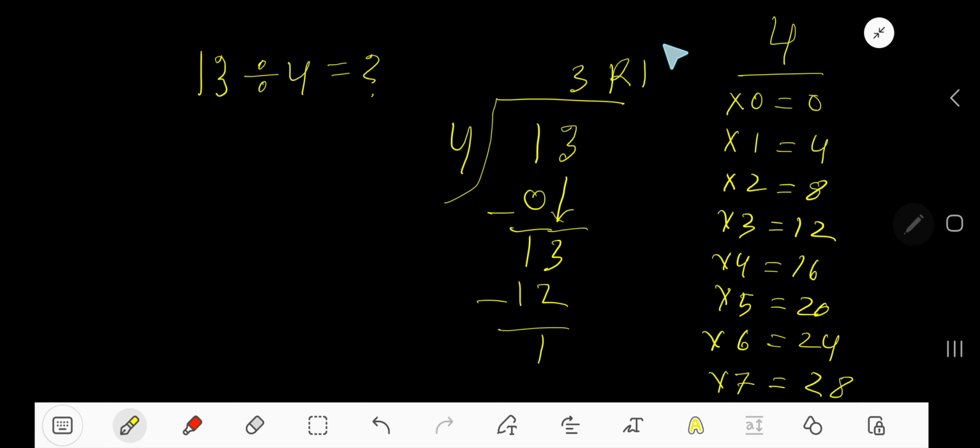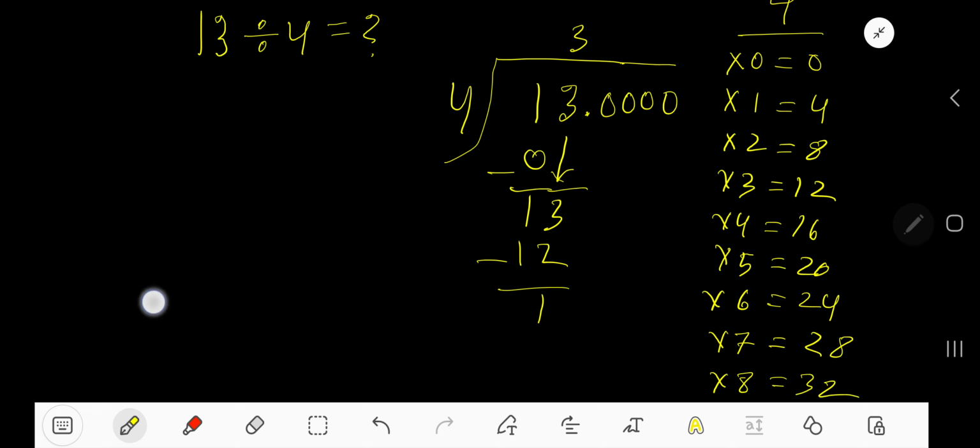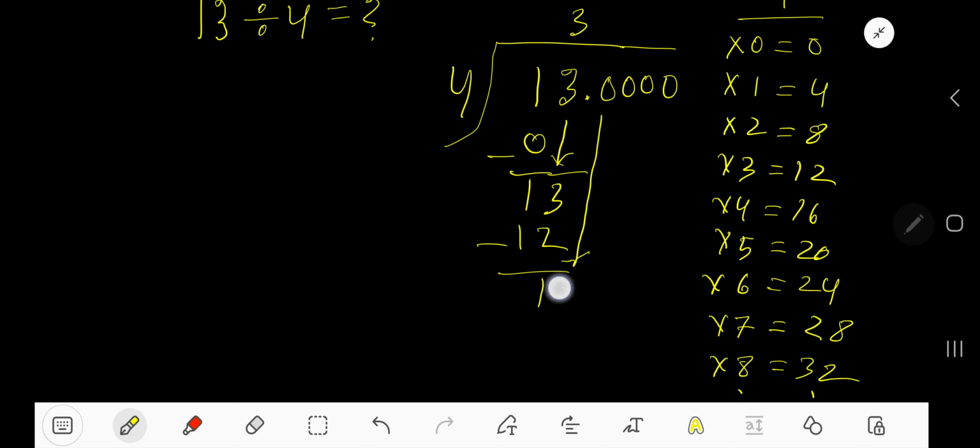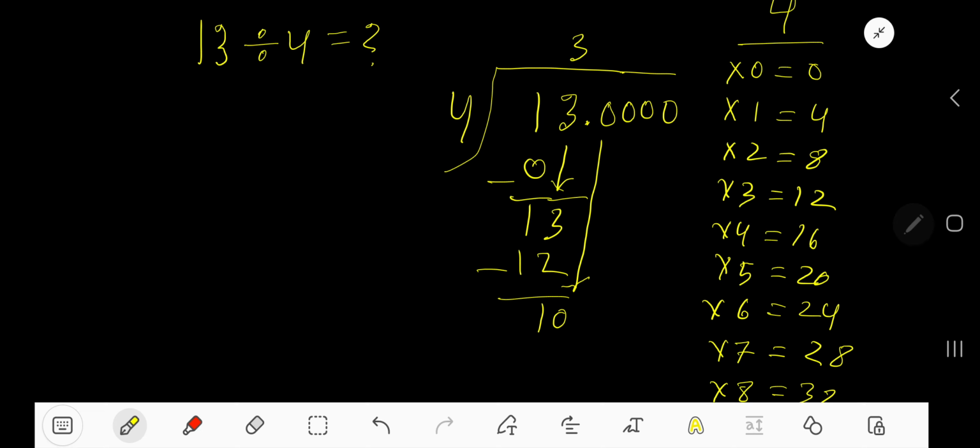But if you want to write your answer in decimal form, then take a decimal here, add a number of zeros, bring down the first 0. But before the 0 there is a decimal. The decimal must come into the quotient directly.